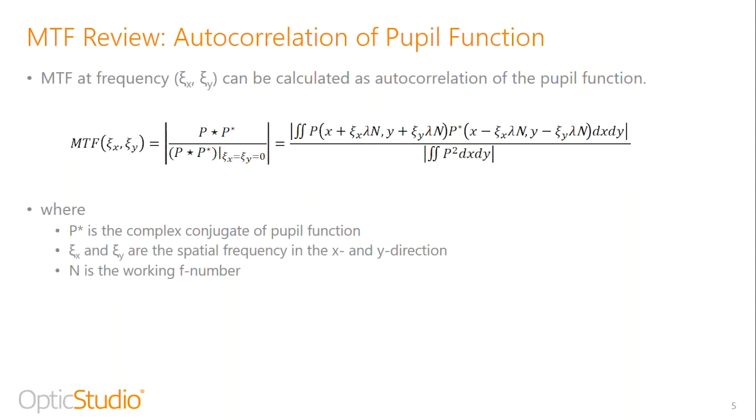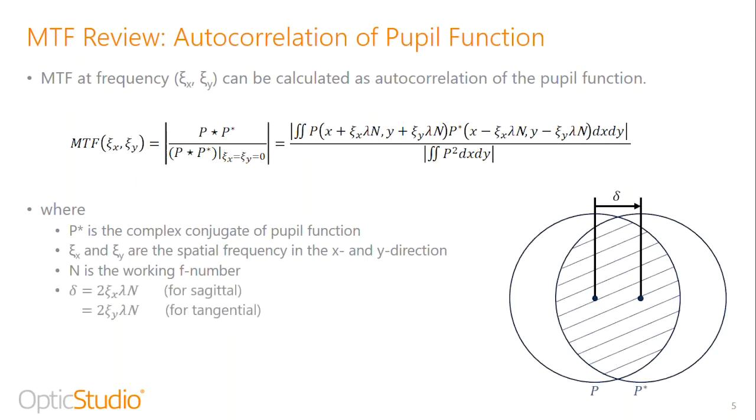So given this equation here, we just got a very important insight to the MTF. If we define delta as you can see here, we can say for a given spatial frequency, like the psi x and psi y here, the MTF value can be calculated by multiplying P and the P star, where the P star is shifted by delta, and then integrate the overlap area and take modulus, as you can see in the schematic and the equation.